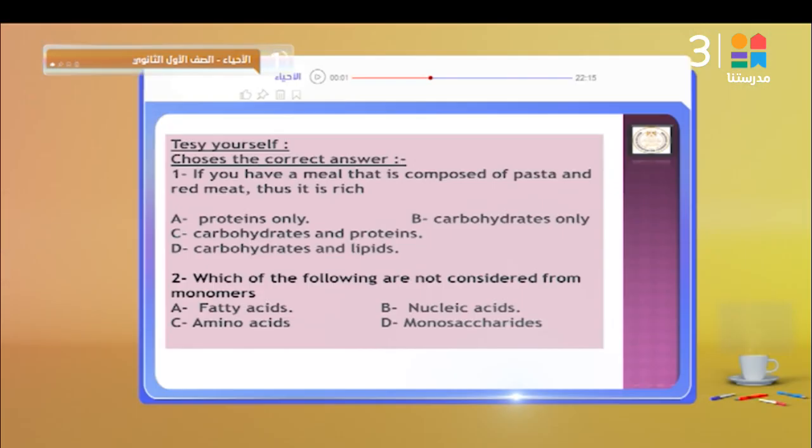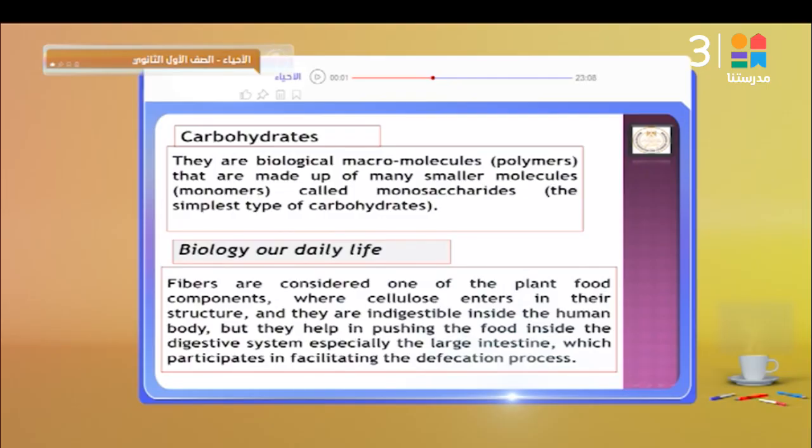Nucleic acid, no, it's a polymer. It consists of nucleotides, the main component of the nucleic acid. Monosaccharides, such as glucose, enter the structure of carbohydrates. So the best answer is nucleic acids, polymers. Okay? Carbohydrates are biological macromolecules made up of small molecules. What does small molecules mean? Glucose or monosaccharide. So carbohydrates are large molecules, polymers.